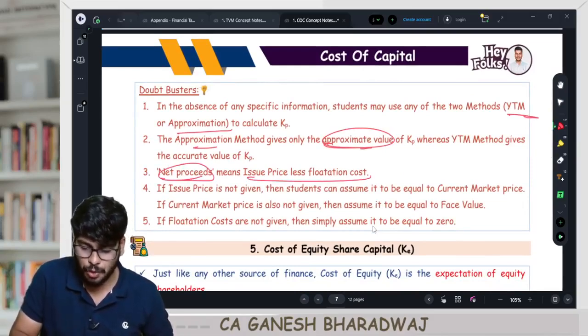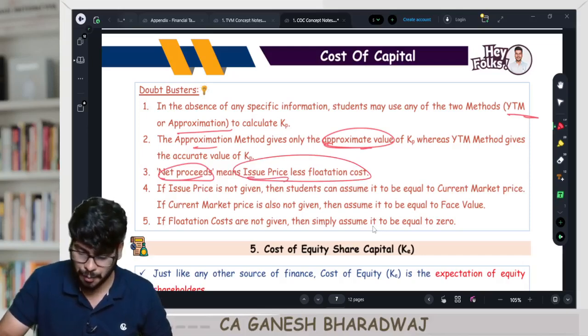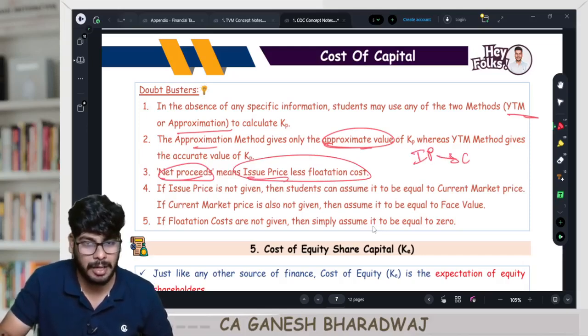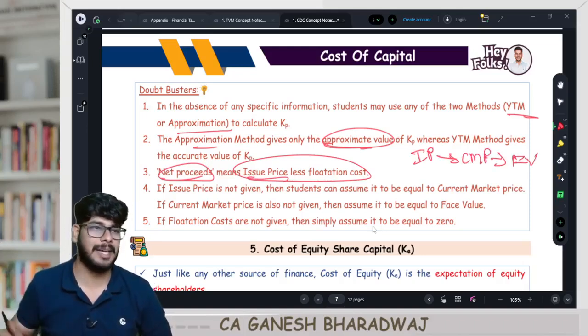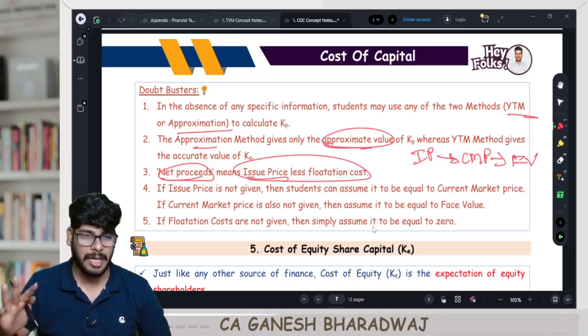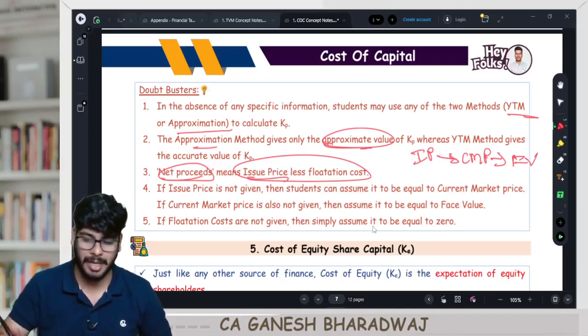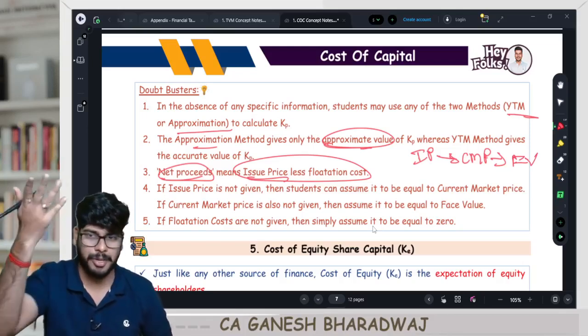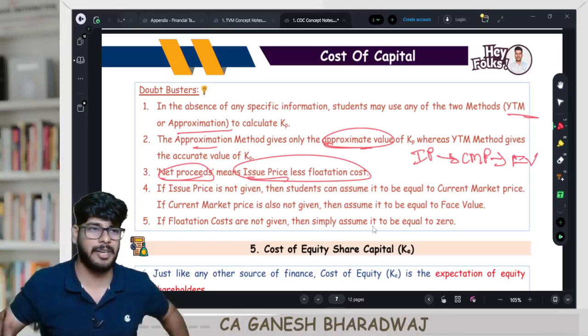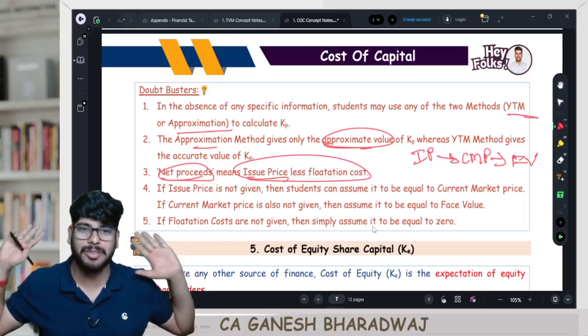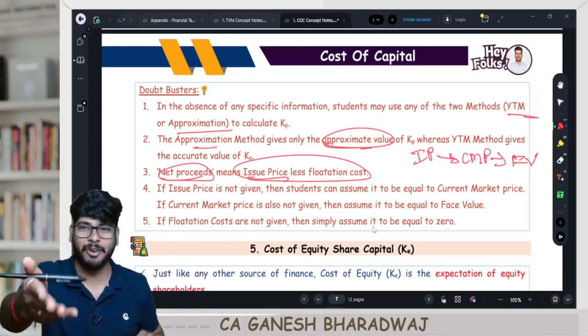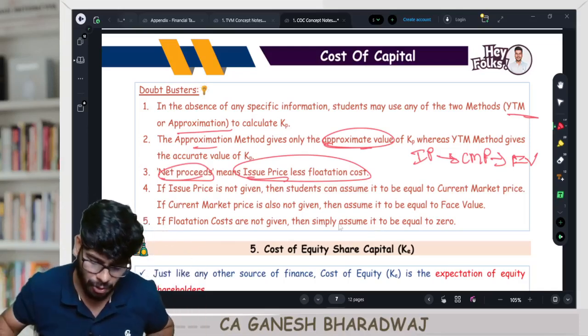Net proceeds means issue price less flotation cost. If issue price is not given, then you go for current market price. If that is also not given, only then you should go for face value. As simple as that. And suppose flotation cost is not given, ignore it. Suppose flotation cost is given as 1% or 2% and they have stopped it there, either apply it on whatever issue price you have considered or as a percentage of face value. Done. That's about this area. Clear with this, guys? Shall we go to the sums and do this? Right? Let's go and quickly do this.